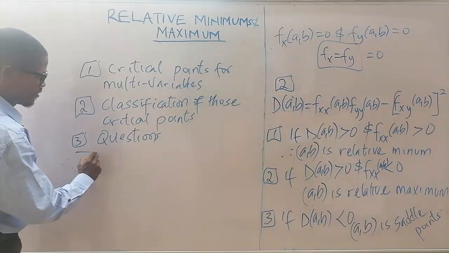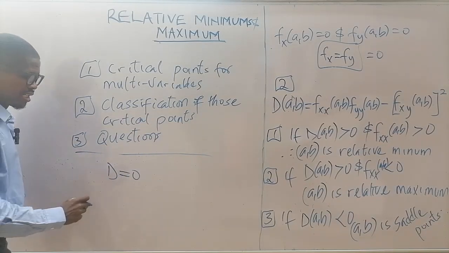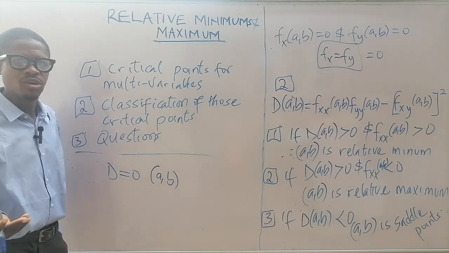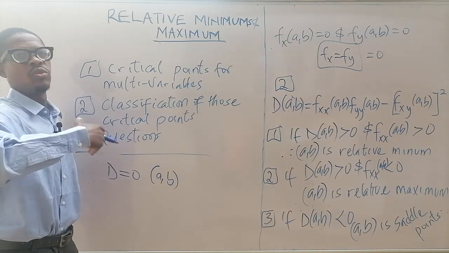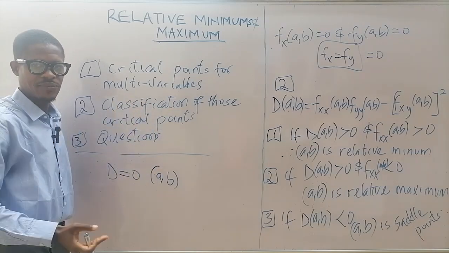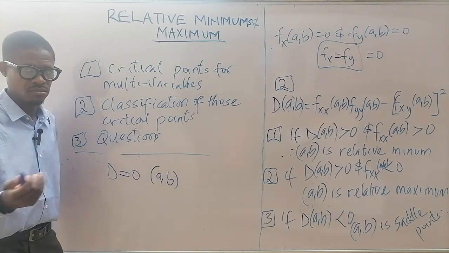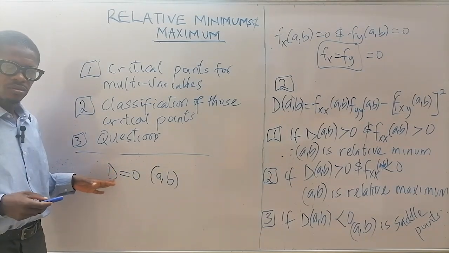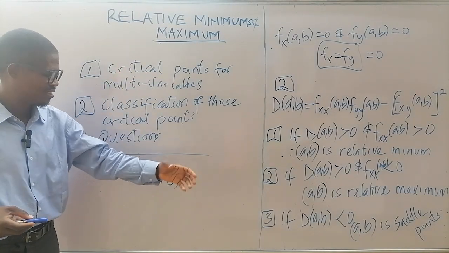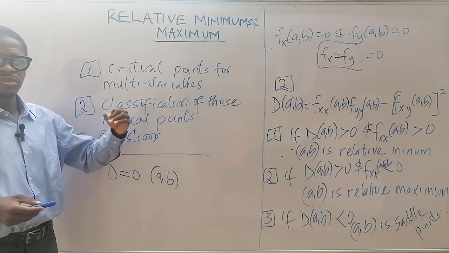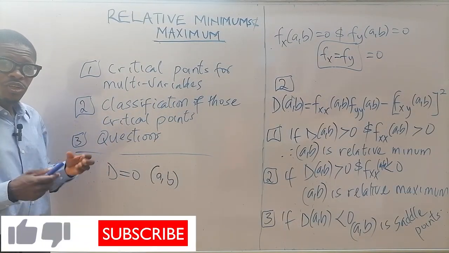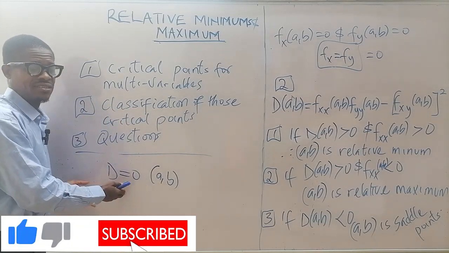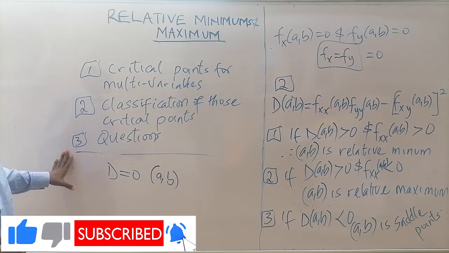And finally, if your D is equal to 0, then that point (a, b) may be a maximum or minimum, and other techniques will be used to classify. We can even say at that point the test fails. If your D is 0, the implication is that that point (a, b) may be a minimum, maybe a maximum, maybe a saddle point. So we don't even know which one it is. So other techniques will be involved to classify. So that's that on these aspects.